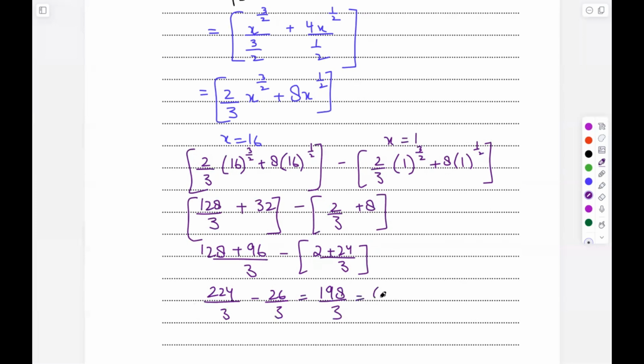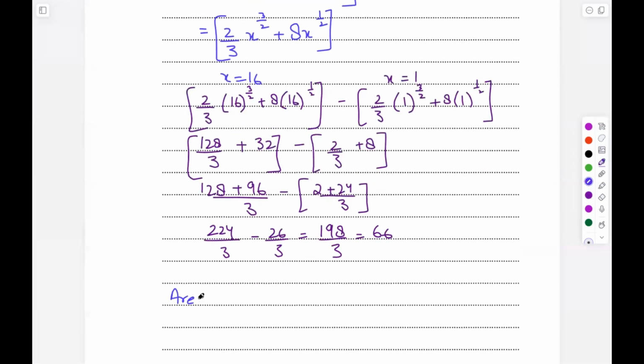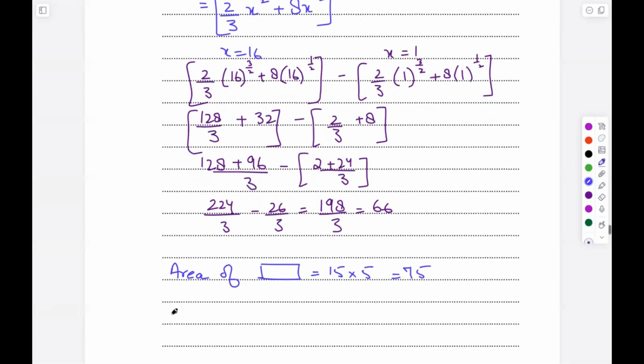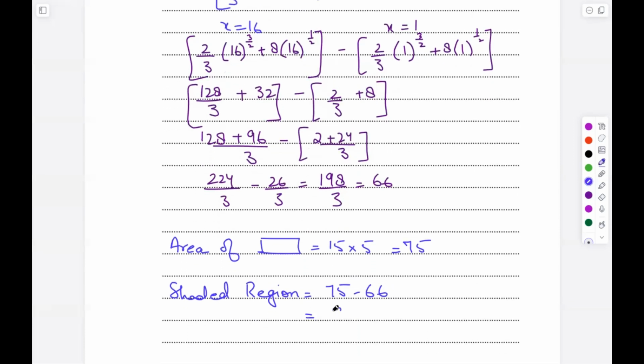So once we have the area under the curve, which is 66, and the area of the rectangle was 15 times 5, which was equal to 75, the area of the shaded region will be the area of the rectangle, which is 75, minus the area under the curve, which is 66. So the final answer for the area of the shaded region will be 9.